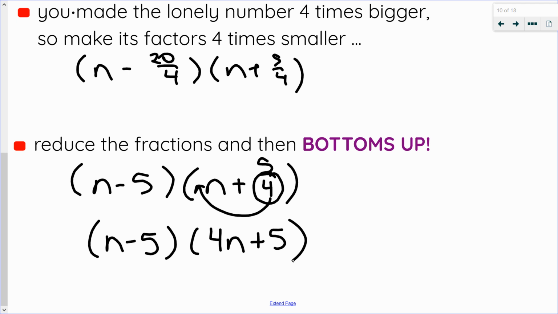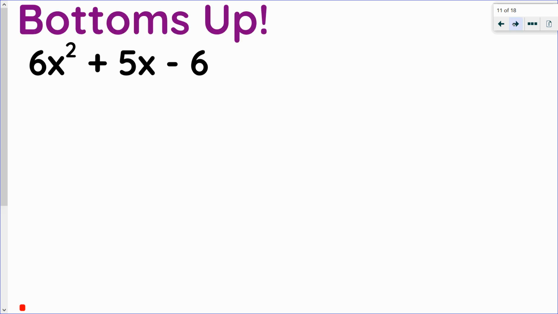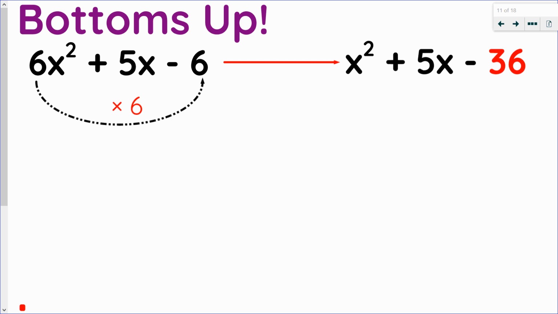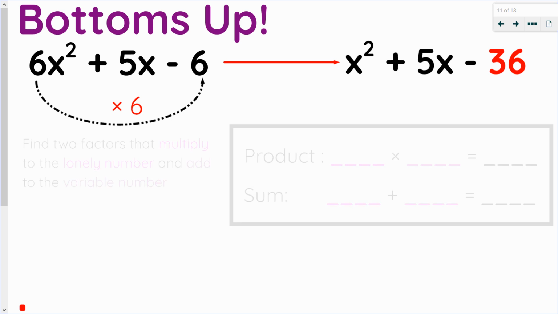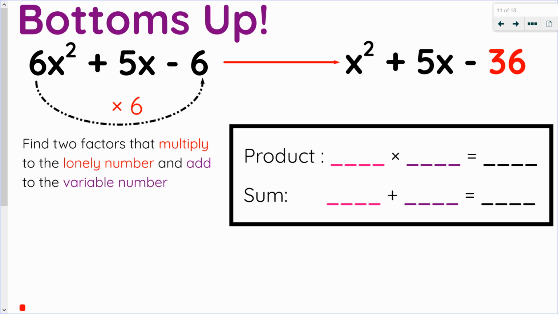Let's try another one. So again, in this one here, a is not 1, but I'm going to make it 1 by taking that 6 and multiplying it by my last number. So 6 times negative 6 is negative 36. There is my new trinomial that I'm going to factor with a leading coefficient of 1. So I'm going to find two factors that multiply to my new lonely number of negative 36 and add to my variable number of positive 5.